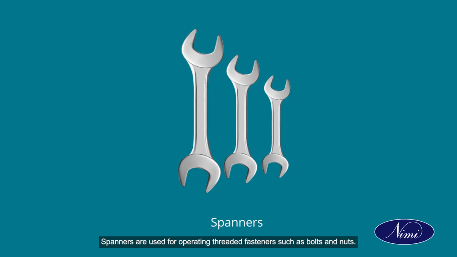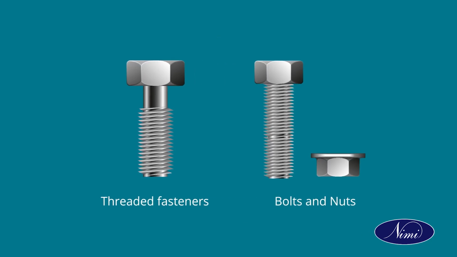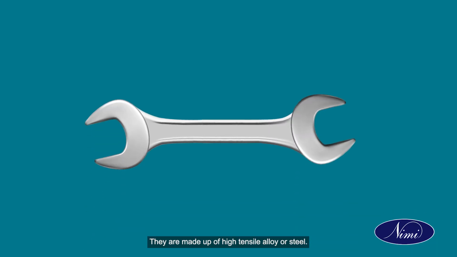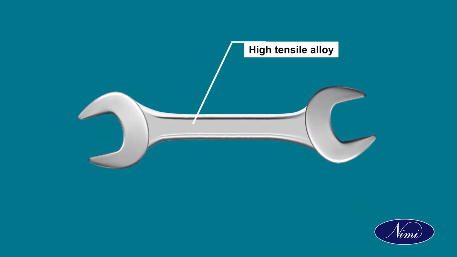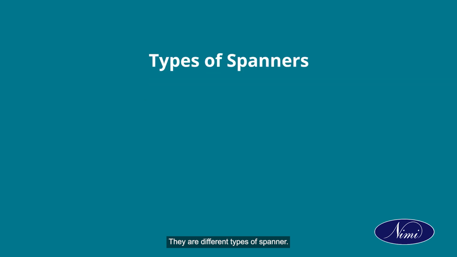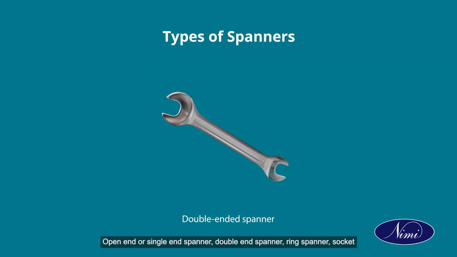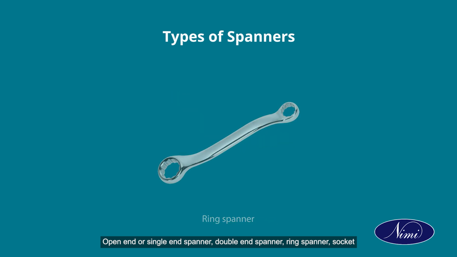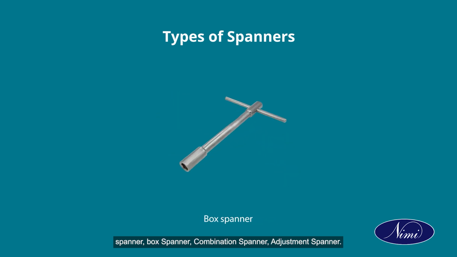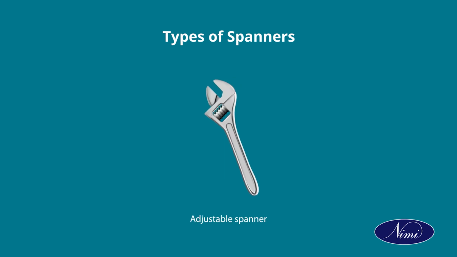Spanners are used for operating threaded fasteners such as bolts and nuts. They are made up of high tensile alloy or steel. There are different types of spanner: open end or single end spanner, double end spanner, ring spanner, socket spanner, box spanner, combination spanner, adjustable spanner.